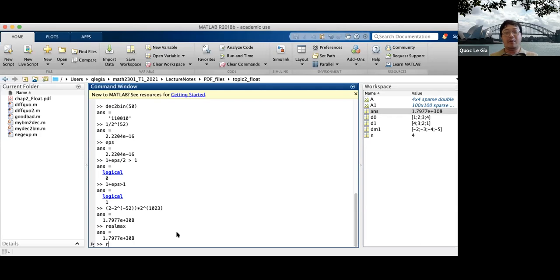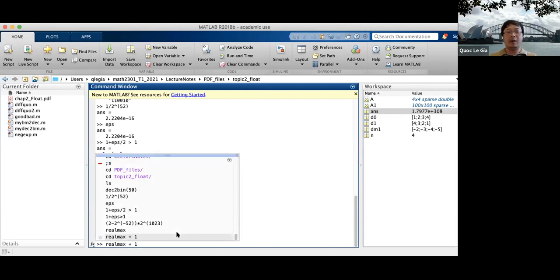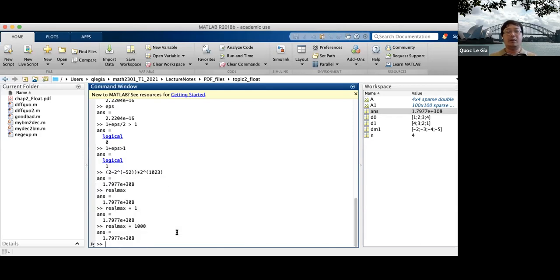So suppose I take realmax plus, say, 100 or maybe plus 1000. That's still okay. But well, maybe let me take something like exponent of 700.